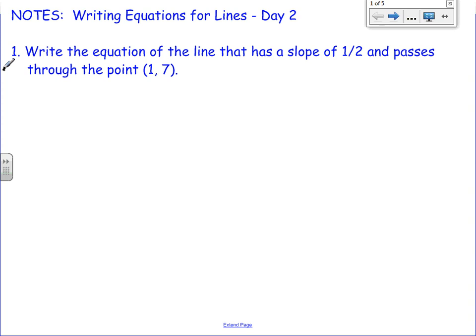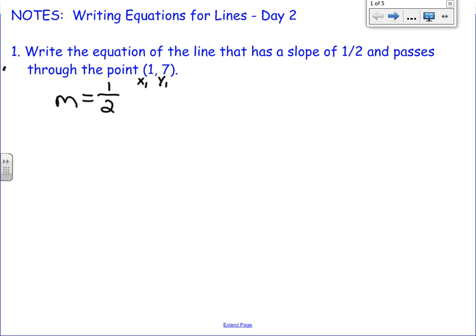So in the first one, we see: write the equation of the line that has a slope of 1/2 and passes through the point (1, 7). What I'd like you to do is label the given information. So we know that the slope is 1/2, so let's call that m. We also know that we're given a point (1, 7), and we can label that x1, y1.